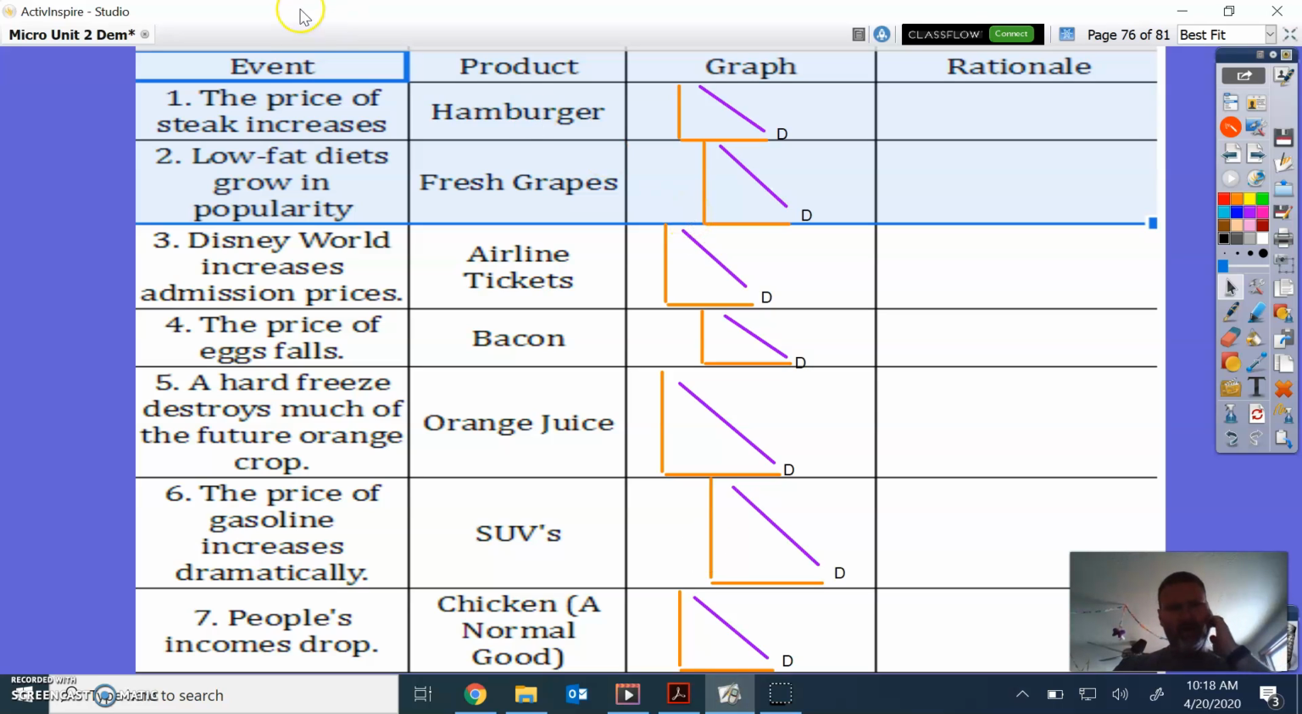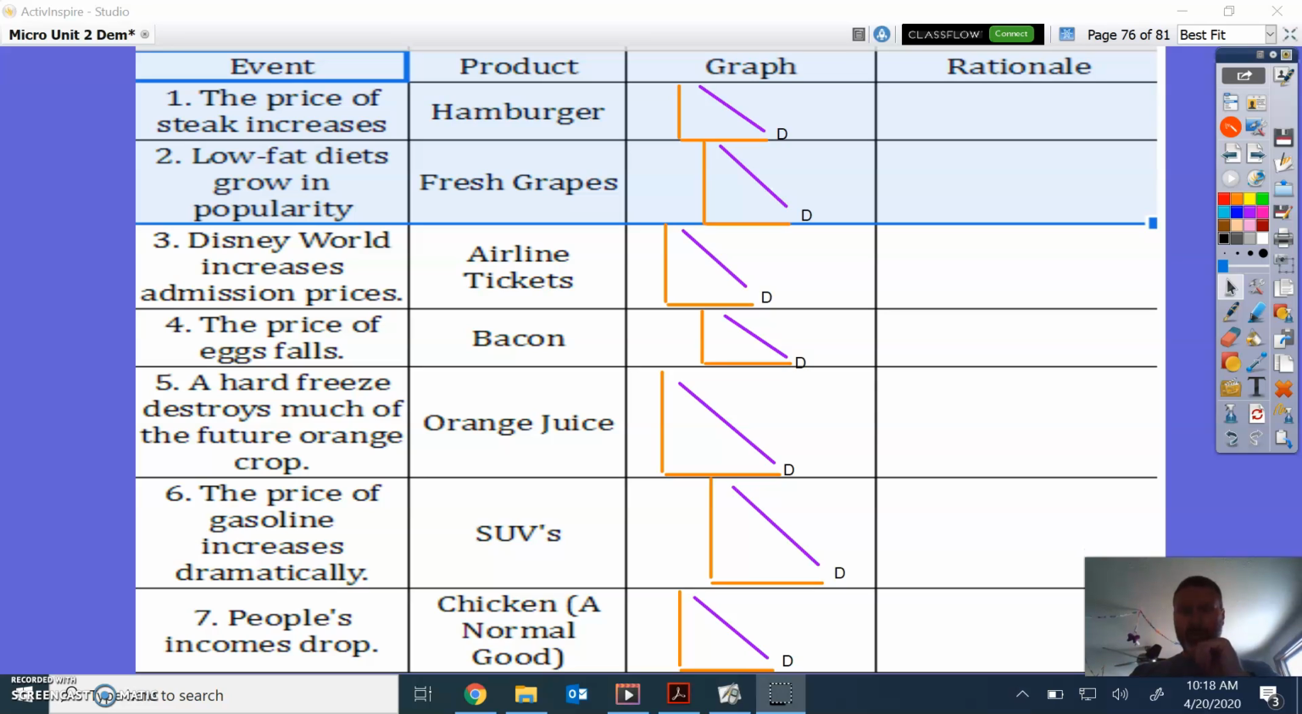So here I am giving you an event, and I'm giving you a product. Okay, so here's a demand curve. I just want you to show me the shift. And then over here I want you to tell me what is the rationale for the shift. So using the 6 reasons we talked about before: change in income, change in expectations, change in number of consumers, change in the price of substitute goods, change in the price of complementary goods, and any type of government policy we talked about will move these things in and out and throughout.